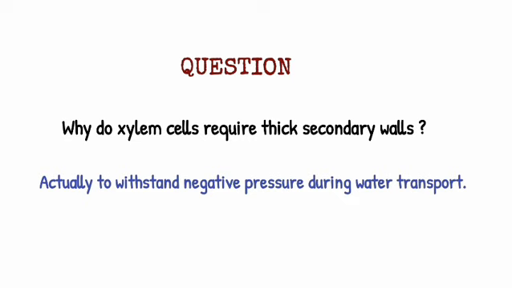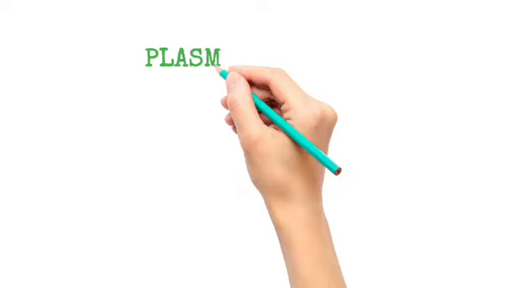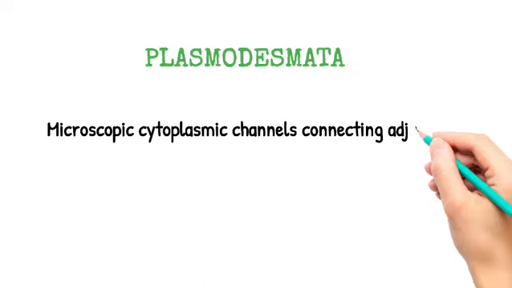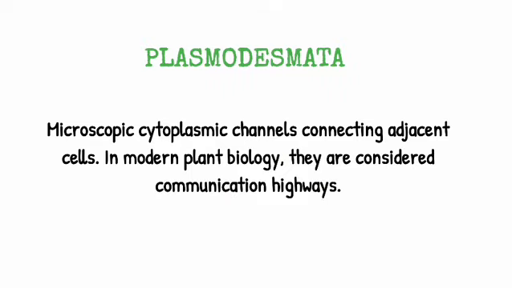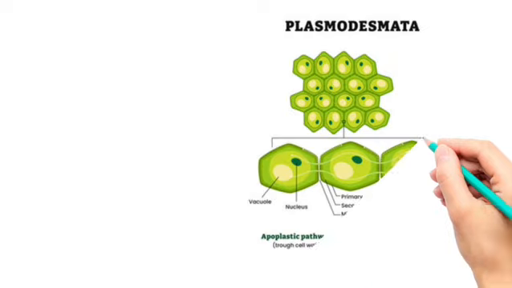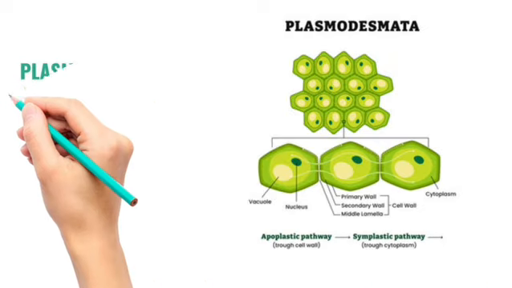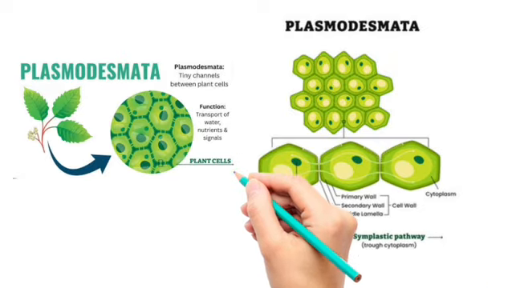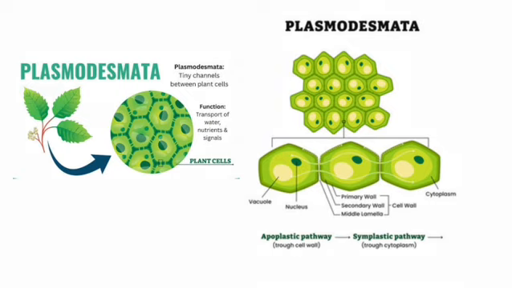One of the fascinating features of the plant cell is plasmodesmata. These are microscopic cytoplasmic channels connecting the adjacent cells. They allow symplastic transport, cell-to-cell signaling, and RNA and protein movement. So, plant cells are not isolated compartments, they function as a coordinated community. In modern plant biology, plasmodesmata are considered communication highways.